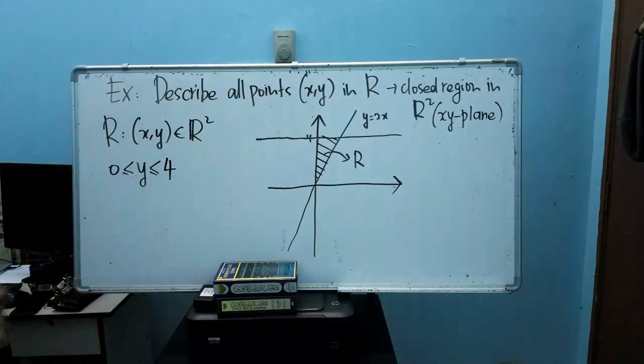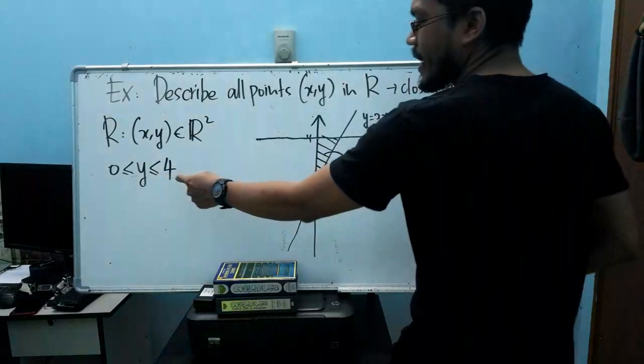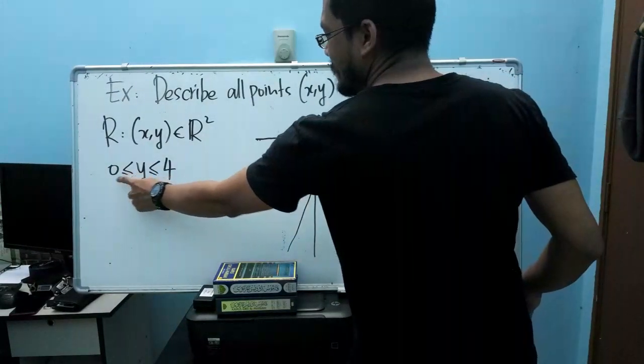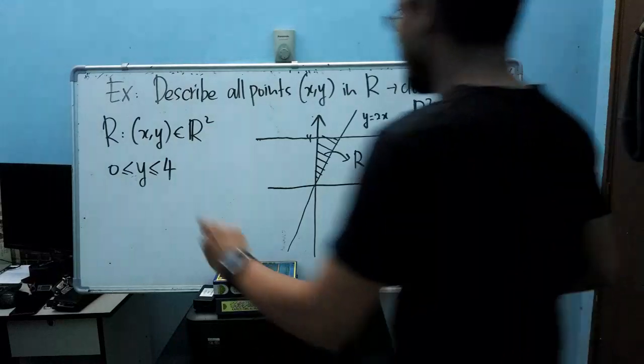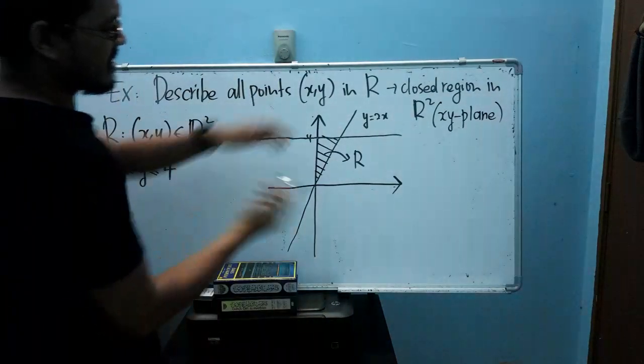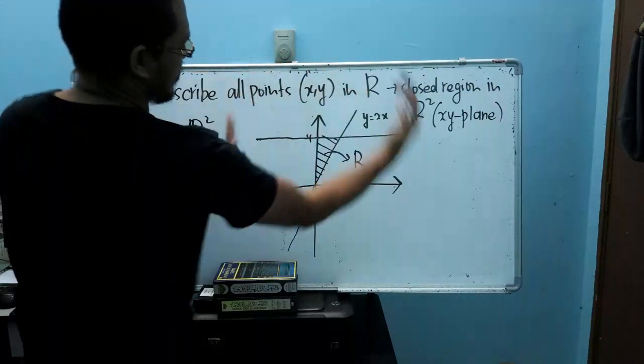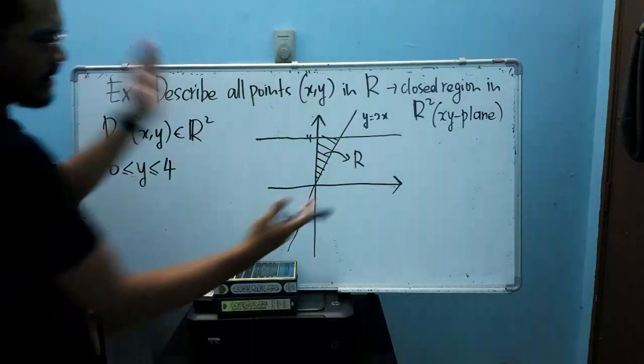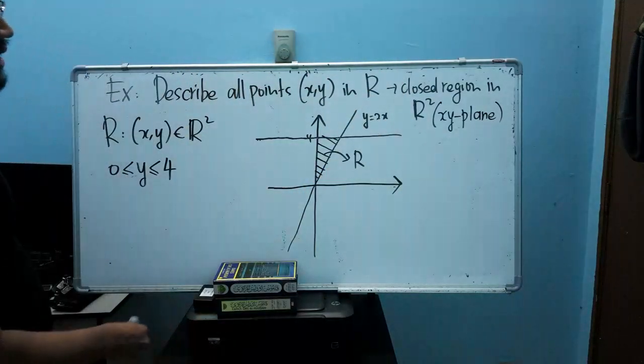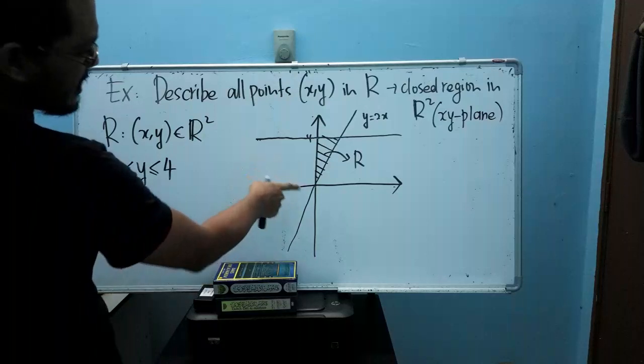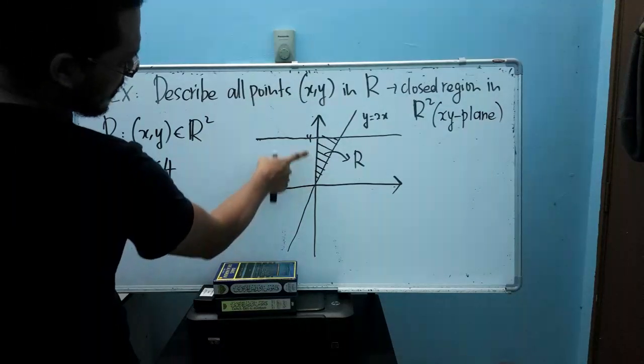If you cannot see how I get my y here from 0 to 4, maybe you can just take this graph and rotate it. Then you can see that your y here is in between 0 and 4.